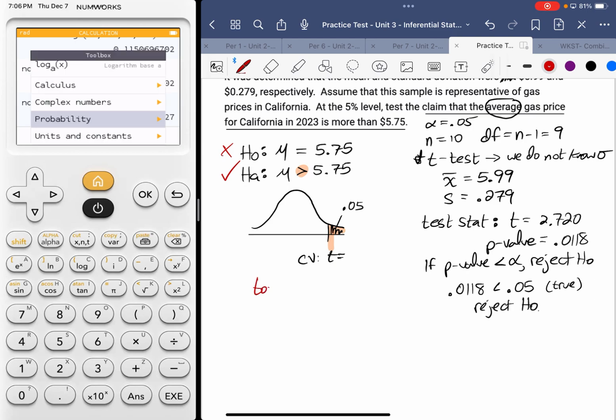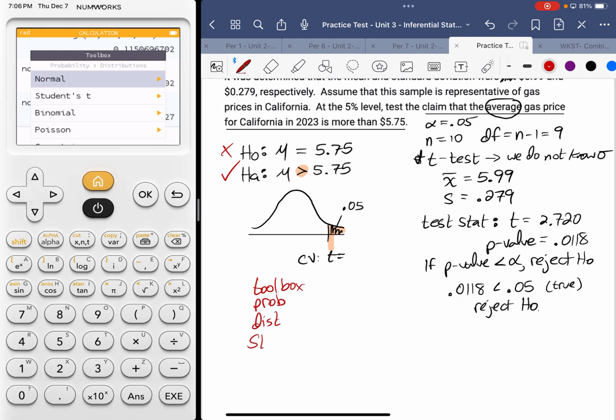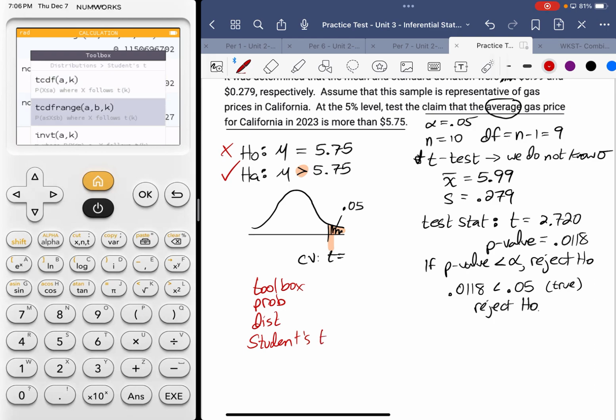So toolbox, probability, distributions, Student's T, and then it's on the right-hand side. I could do TCDF. I could do TCDF range either way. But in this case, I'll just do, brain cramp. We want inverse T. The inverse T gives us the T value corresponding with the area, right? So I had a moment there.